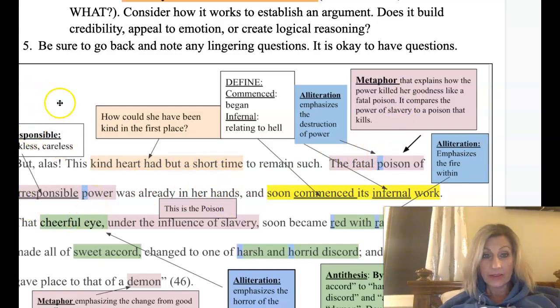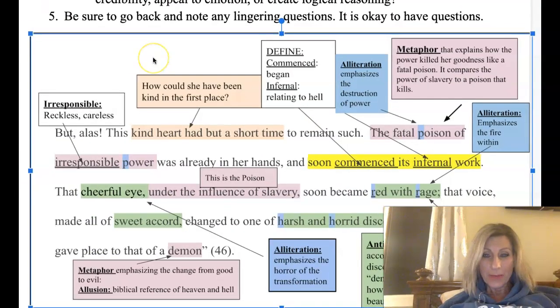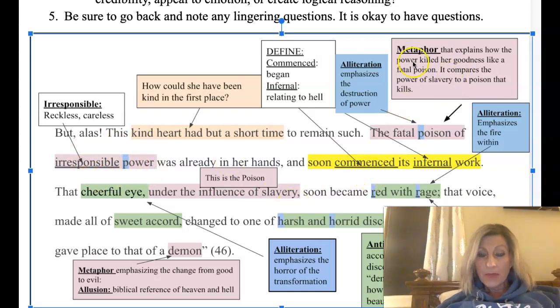I did highlight irresponsible because I thought that was a word that would really help me better understand the passage, even though I know what irresponsible means. It means reckless and careless. And that just helps me explain power better in my boxes below. Metaphor is a really good choice here, when they're comparing poison to power, and the poison is killing her goodness with power.